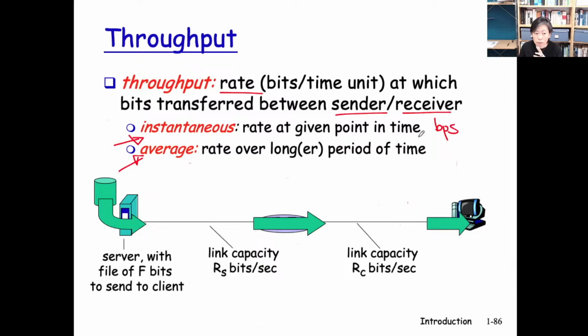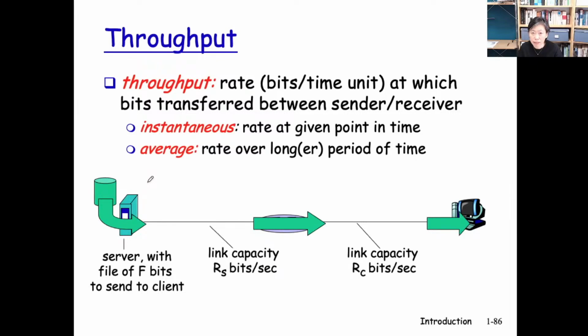Instantaneous throughput means you're measuring the throughput at a particular point in time. If you measure instantaneous throughput, it will fluctuate depending on the situation of the channel between the source and destination. But if you observe over a longer period of time, the average throughput is more or less stable. The throughput we're talking about and discussing throughout the rest of the slides will be the steady state behavior, the stable average throughput, just to clarify.